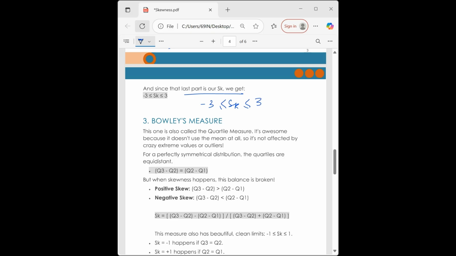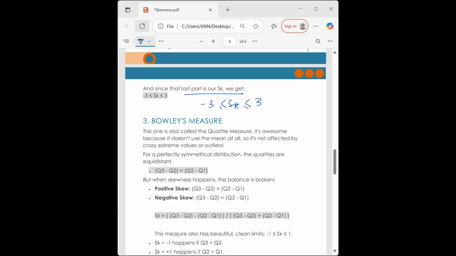Okay? Now, why should you care about this? Because a measure without a boundary is useless for comparison. Imagine a ruler that could be infinitely long. This result that SK is always between minus 3 and 3 gives us a fixed standard scale. If one distribution has an SK of 2.8 and another has 0.5, we can confidently say the first one is way more skewed.